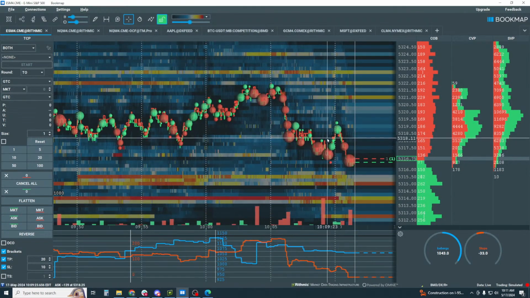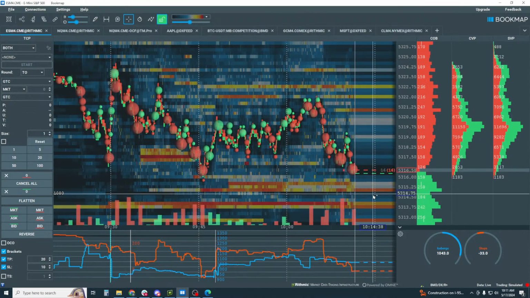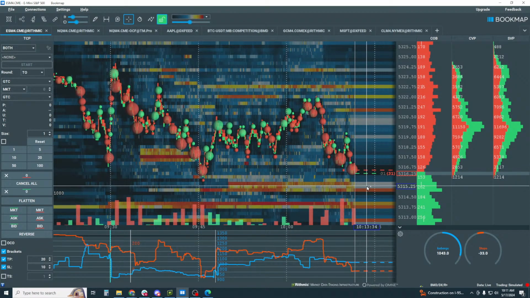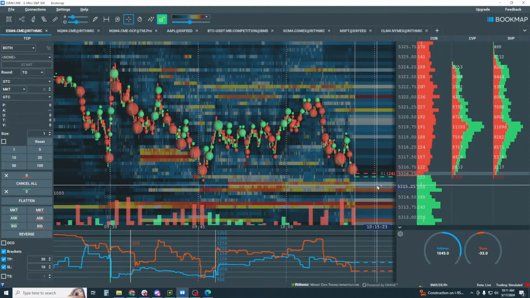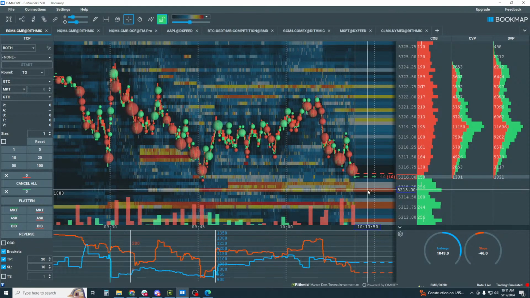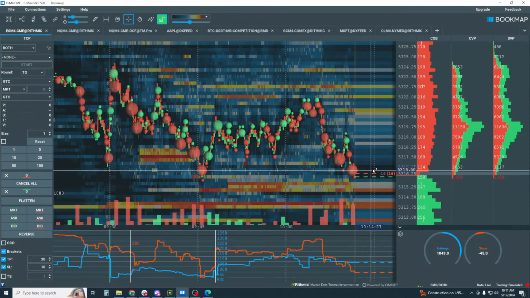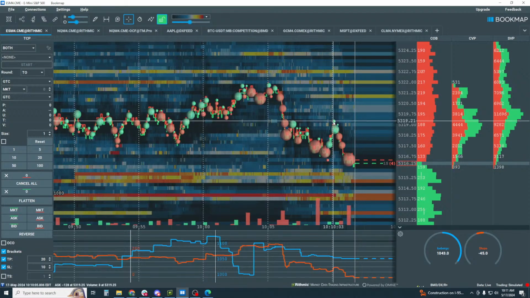We're still dropping here. We're still looking though for these sellers to hit into our 15 liquidity here. This is where the buyers are. So we're looking for the sellers to hit into them. Okay, so now you can see we missed an opportunity here.